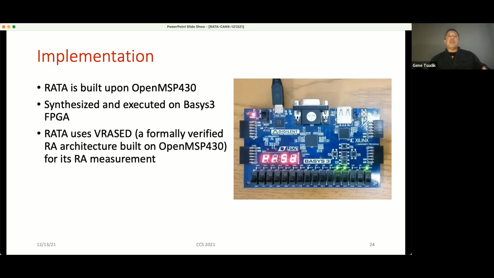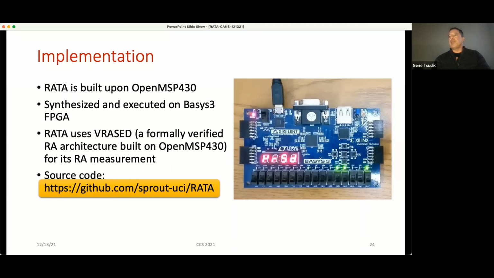But what we do here is build on top of something called VRASED, which is a previously proposed architecture that also comes out of my group and has been implemented also on the same platform. Okay, so essentially RATA is an addition, kind of a tiny superstructure on top of a remote attestation scheme. In this case, VRASED, but it could be any of the ones that I've mentioned earlier as examples. Okay, and the source code for this implementation is freely available. You can see the pointer here.